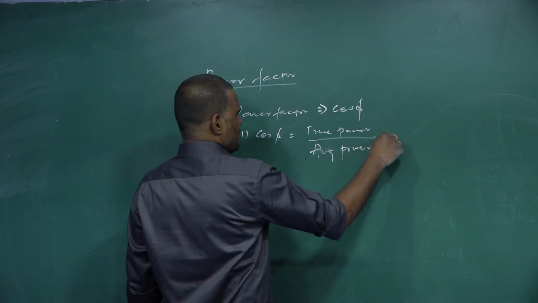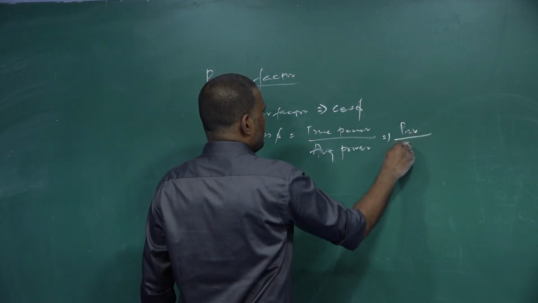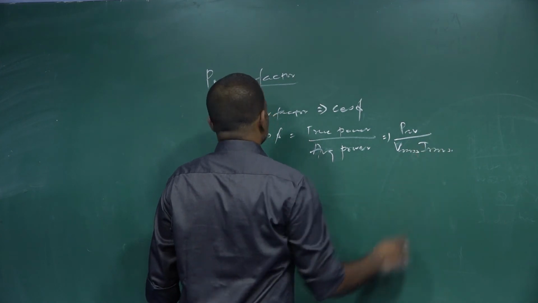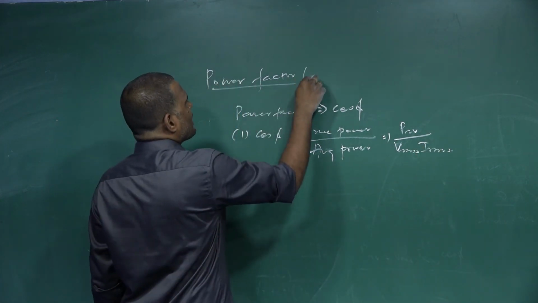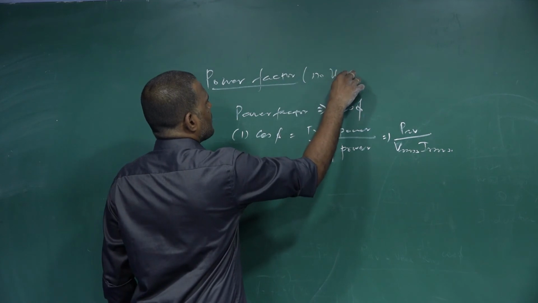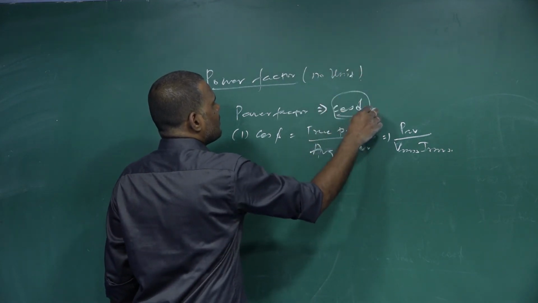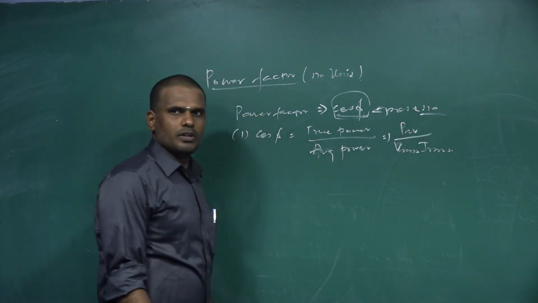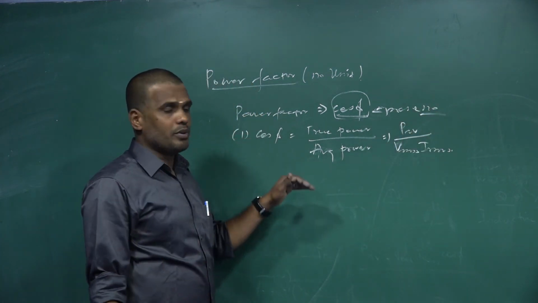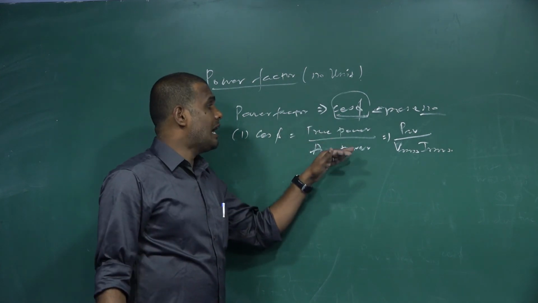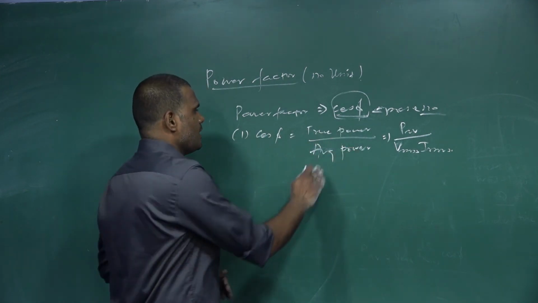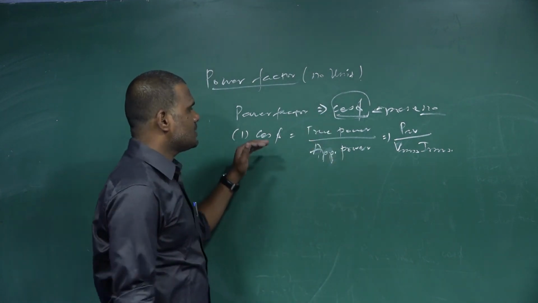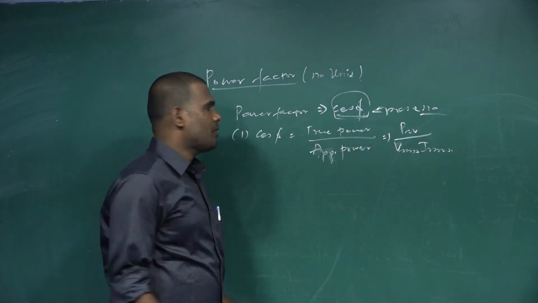True power divided by average power, or otherwise P average divided by VRMS, IRMS. What is the unit of power factor? No unit. Why? Because cos phi is a mere number. A number has no unit. So cos phi, power factor, has no unit, which is the ratio of true power to apparent power. Cos phi is the ratio of true power to apparent power.